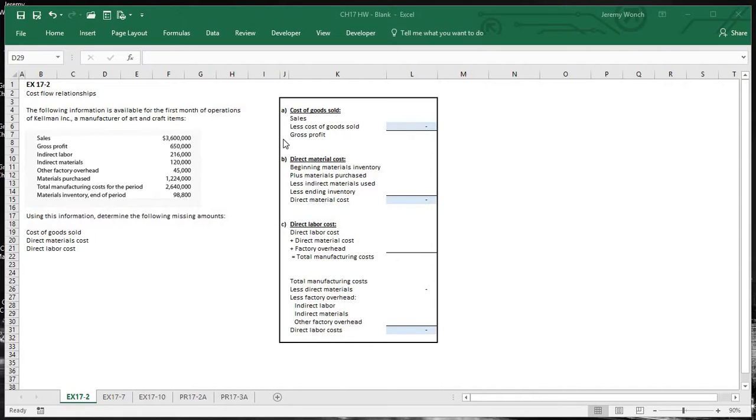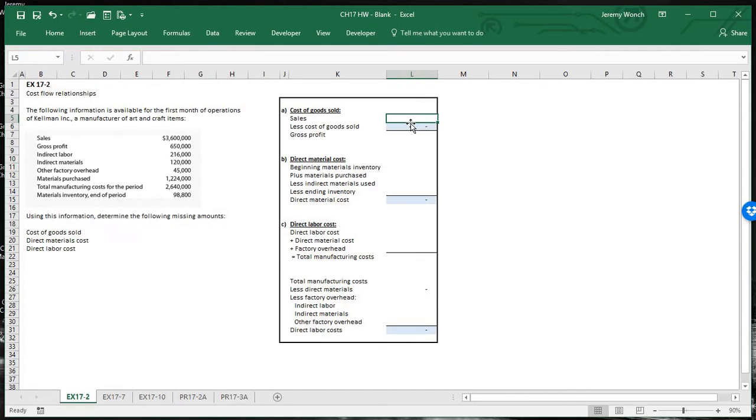The first one, part A, is asking us to figure out the cost of goods sold. It's giving us some information here from Kelman Company. We just plug this in, and we're basically just backing into the numbers. We know sales minus cost of goods sold equals gross profit. So if we rearrange that, sales minus gross profit gives us our cost of goods sold, which is how the formula here is set up.